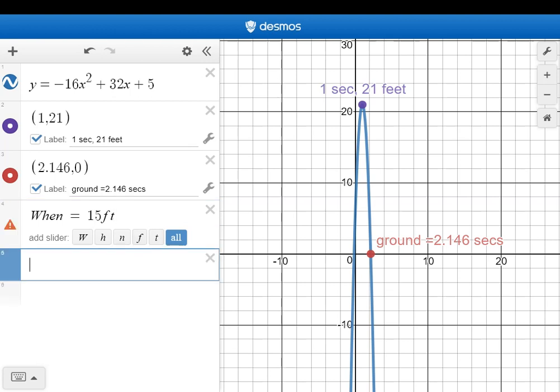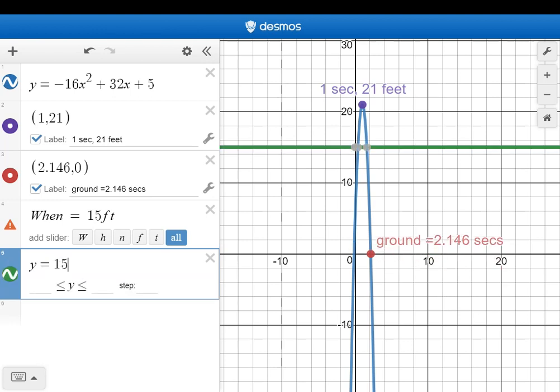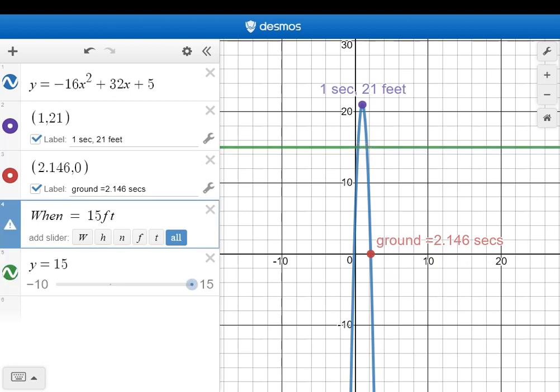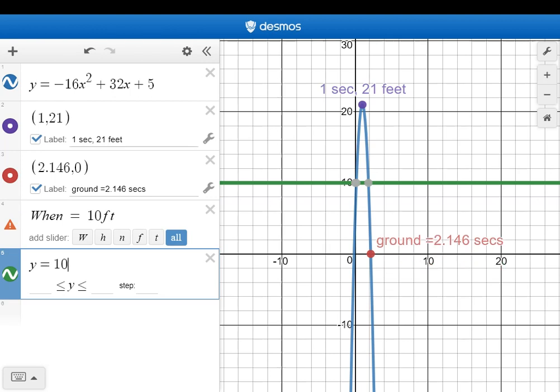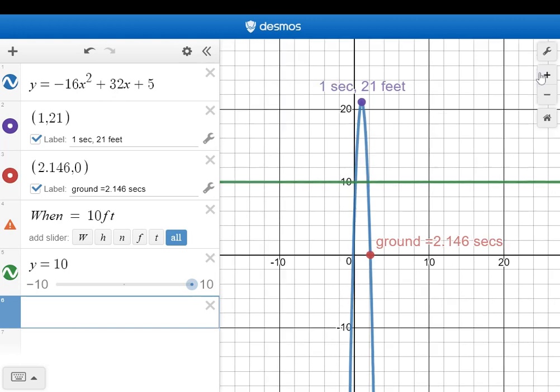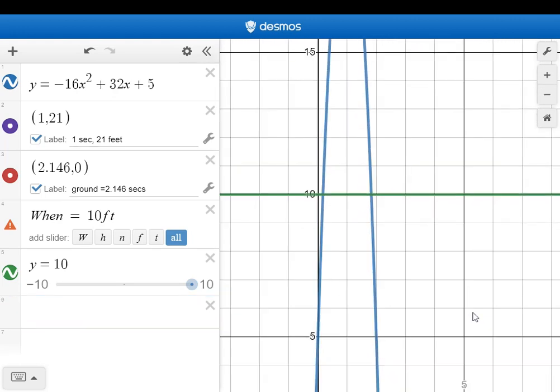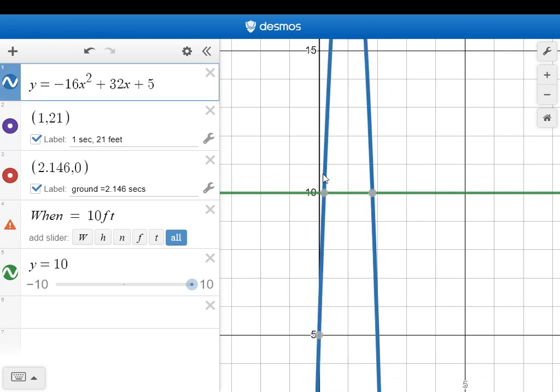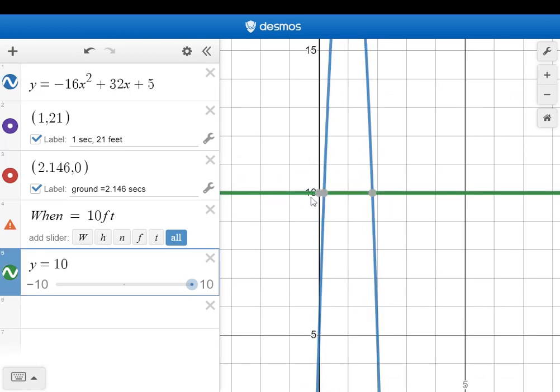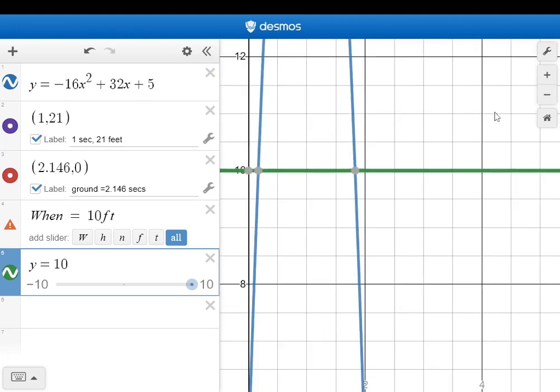All we have to do here is type in the equation y equals 15. So whatever the actual specific height is, if we're asking for 15 feet, then we type in 15. If we were asking for 10 feet, then we would type in down here, y equals 10. Whatever that might be, we plug in that number as y equals. And then here's the part that's very important to remember. You're going to see that blue line, the firework, intersects with a new green line, in this particular case at y equals 10. Notice that it intersects two times.